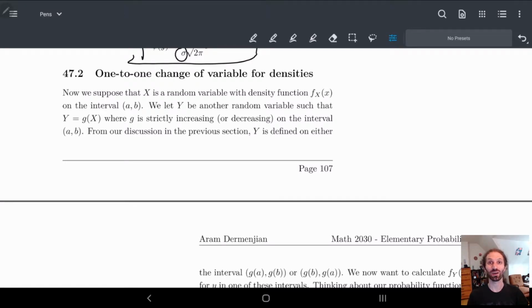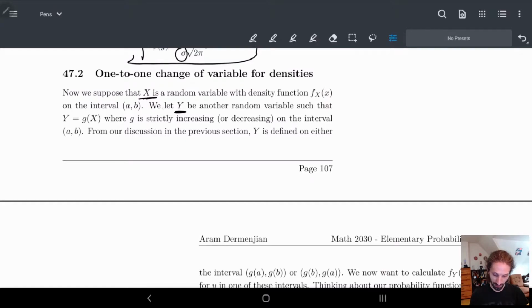Hiya! So in this video, we're going to be looking at one-to-one change of variables. And one-to-one might sound a little confusing, but it's not too bad. Remember that the main idea in this section is to start with some random variable and convert it to some other random variable through some formula. We don't know what the formula is, but we have some function.